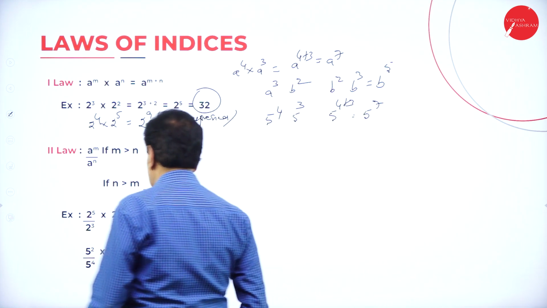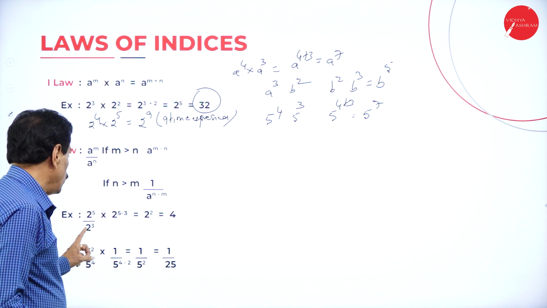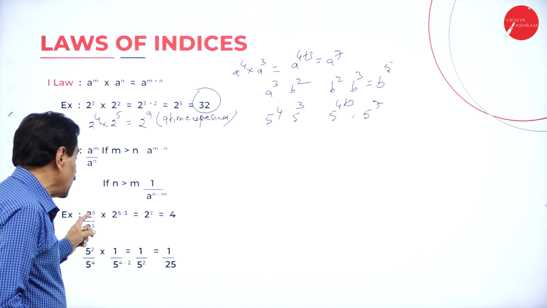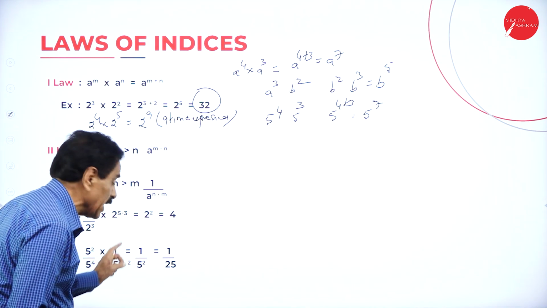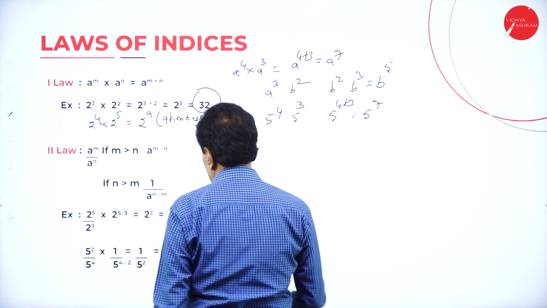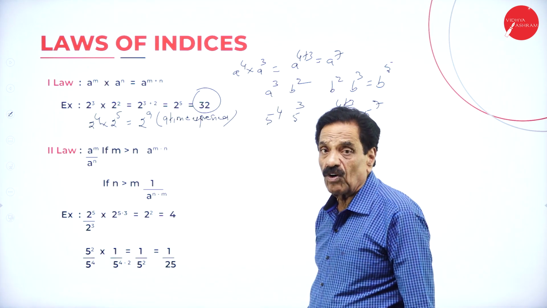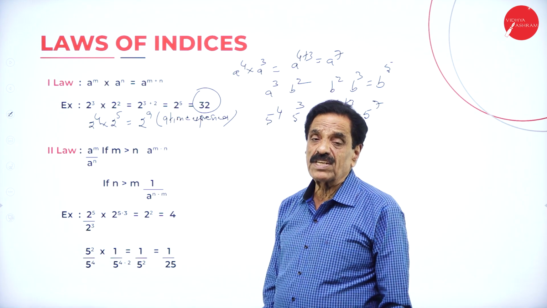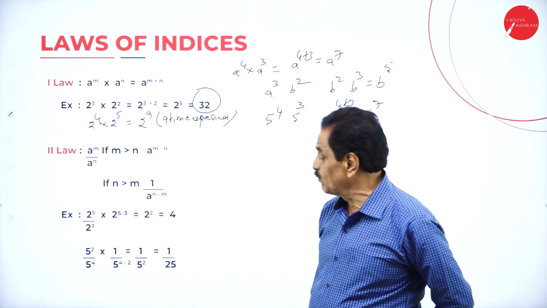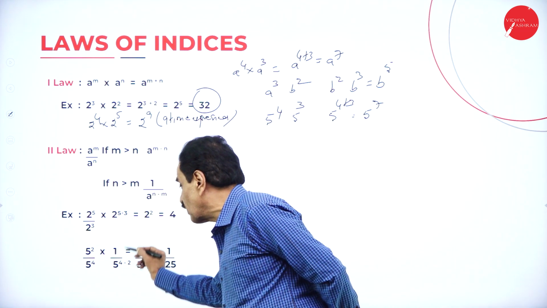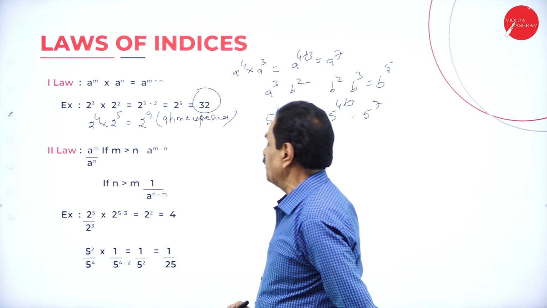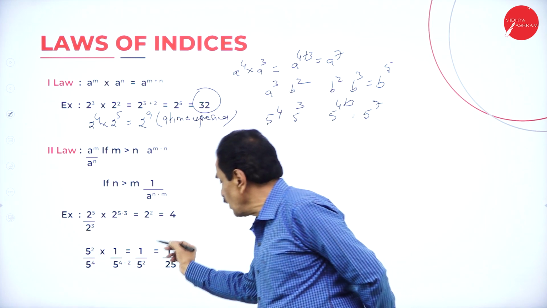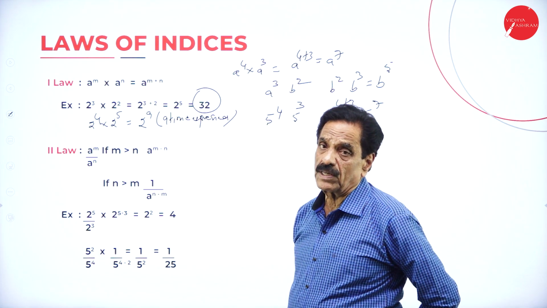For example, 2 to the power of 5 divided by 2 to the power of 3. Which is greater? 5. So 2 to the power of 5 minus 3, that is 2 squared, which is 4. If you have 5 to the power of 2 divided by 5 to the power of 4, which is more? 5 to the power of 4 is more, so it is 1 over 5 to the power of 4 minus 2, 1 over 5 squared, which is 1 over 25.